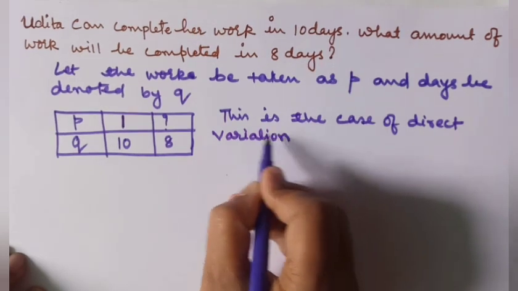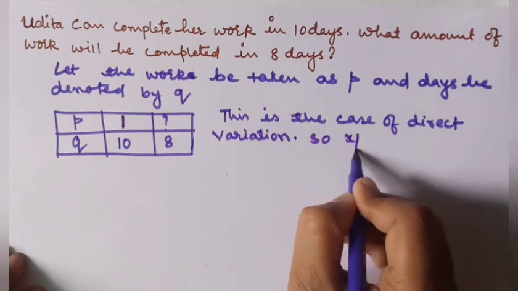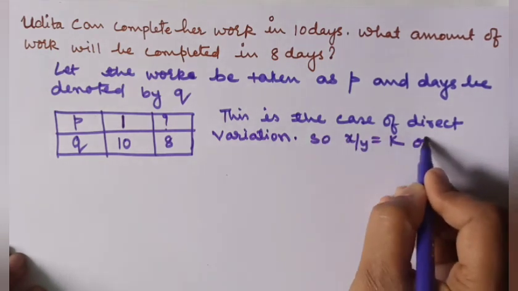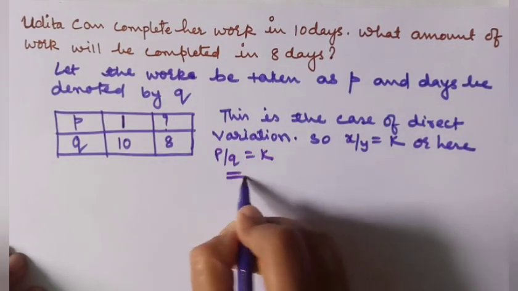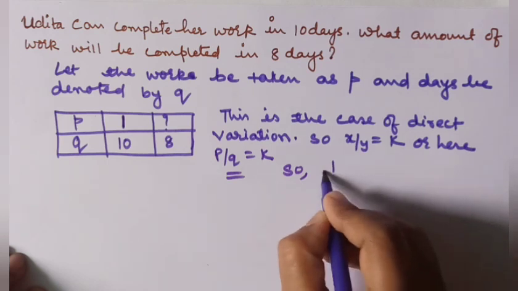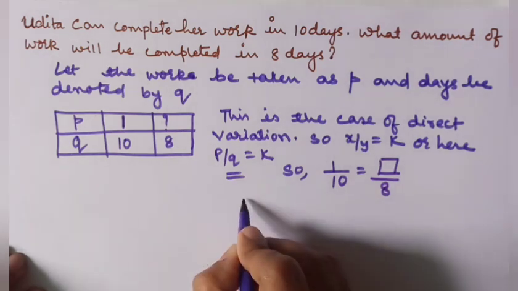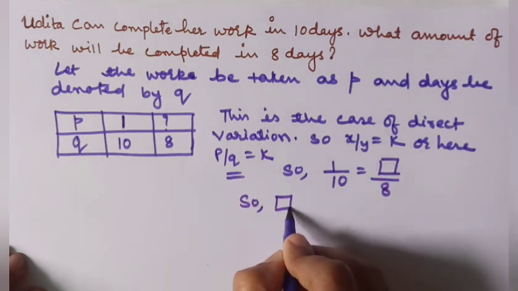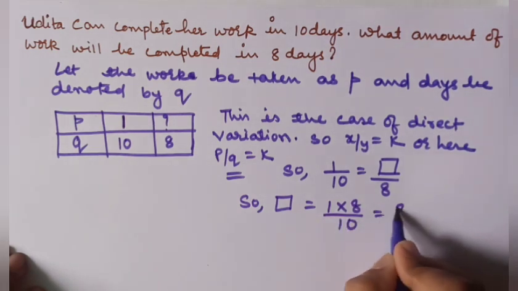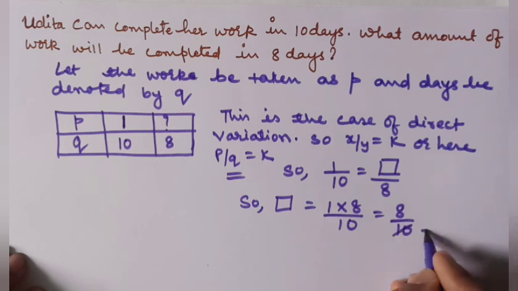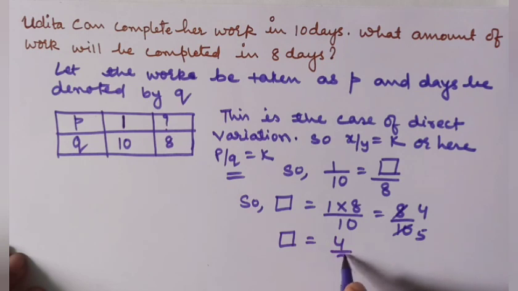So in the case of direct variation, what do you do, children? We have x by y is equal to k, or here p by q is equal to k. So 1 by 10 will be equal to the unknown number divided by 8. So your unknown number will be equal to 1 into 8 by 10. So that will be equal to 8 by 10. 2 fives are 10 and 2 fours are 8. So your unknown number is 4 by 5.